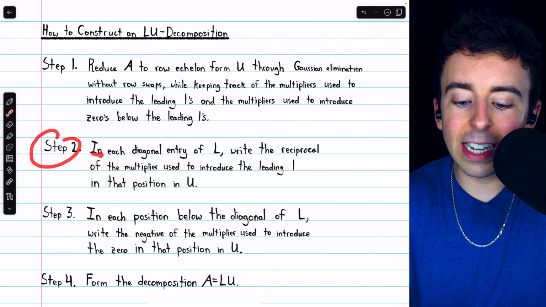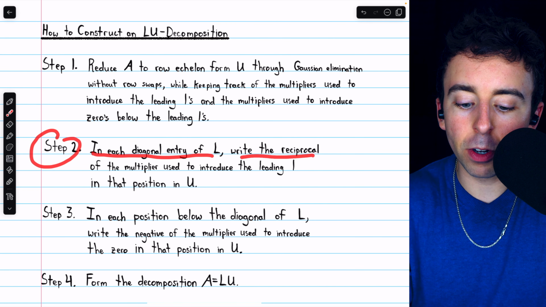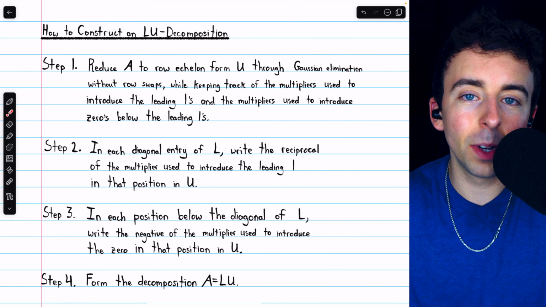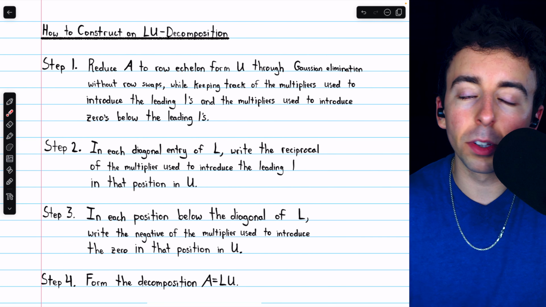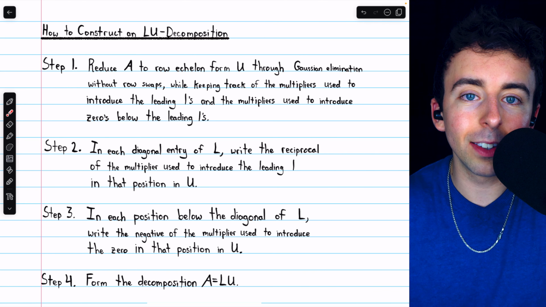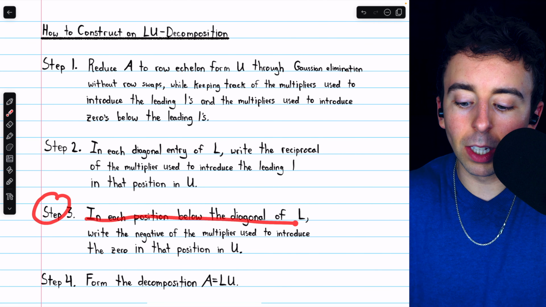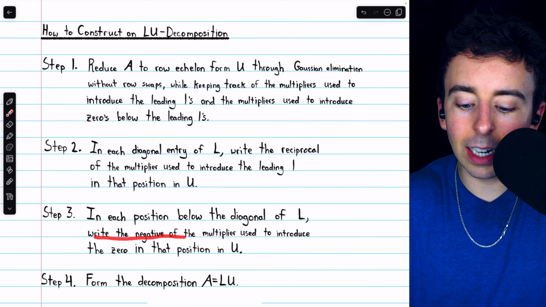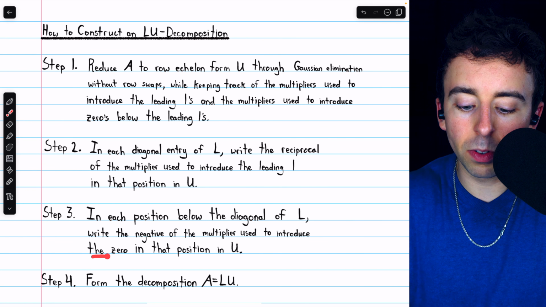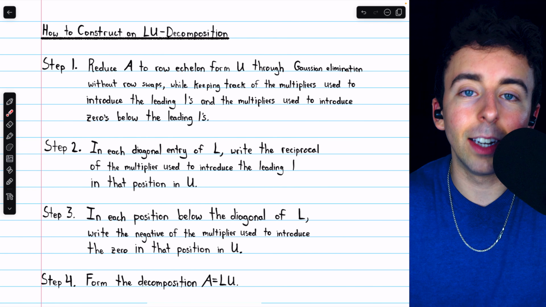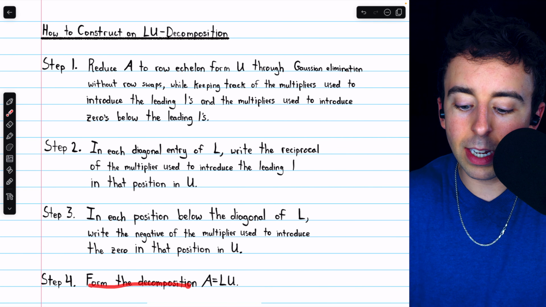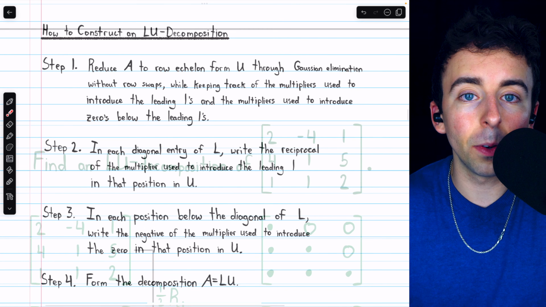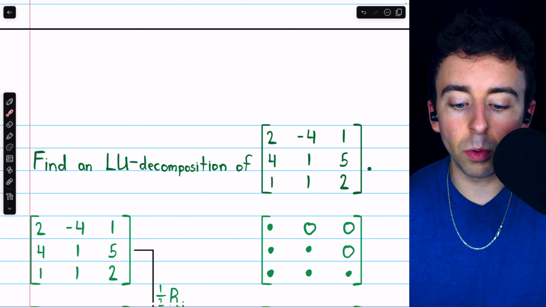So step 2, in each diagonal entry of L, write the reciprocal of the multiplier used to introduce the leading one in that position in U. Again, this is just in the diagonal entries because that's where these multipliers are used to introduce leading ones. For step 3, in each position below the diagonal, we're going to write the negative of the multiplier that was used to introduce the 0 in that position in U. And for step 4, we now have L, we now have U, so we can form the decomposition A equals LU. Let's finish by walking through an example using those steps.